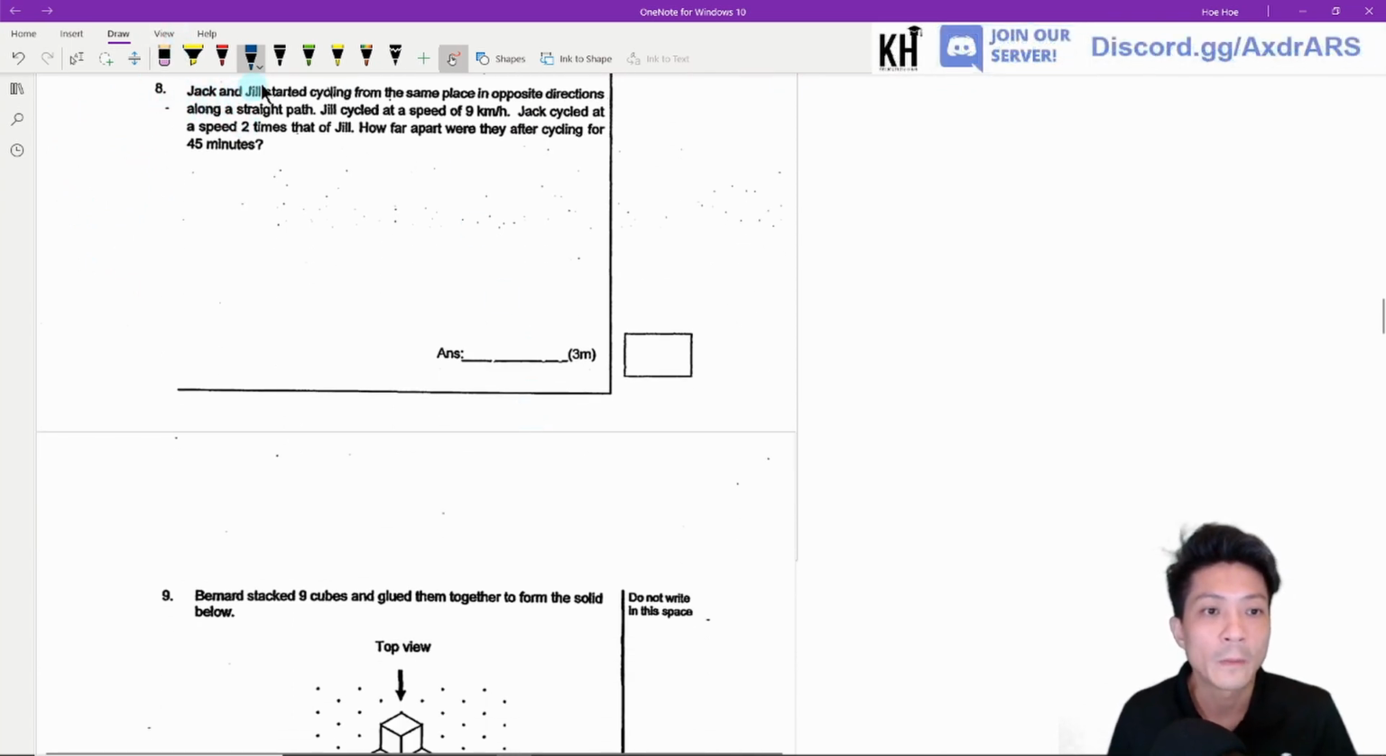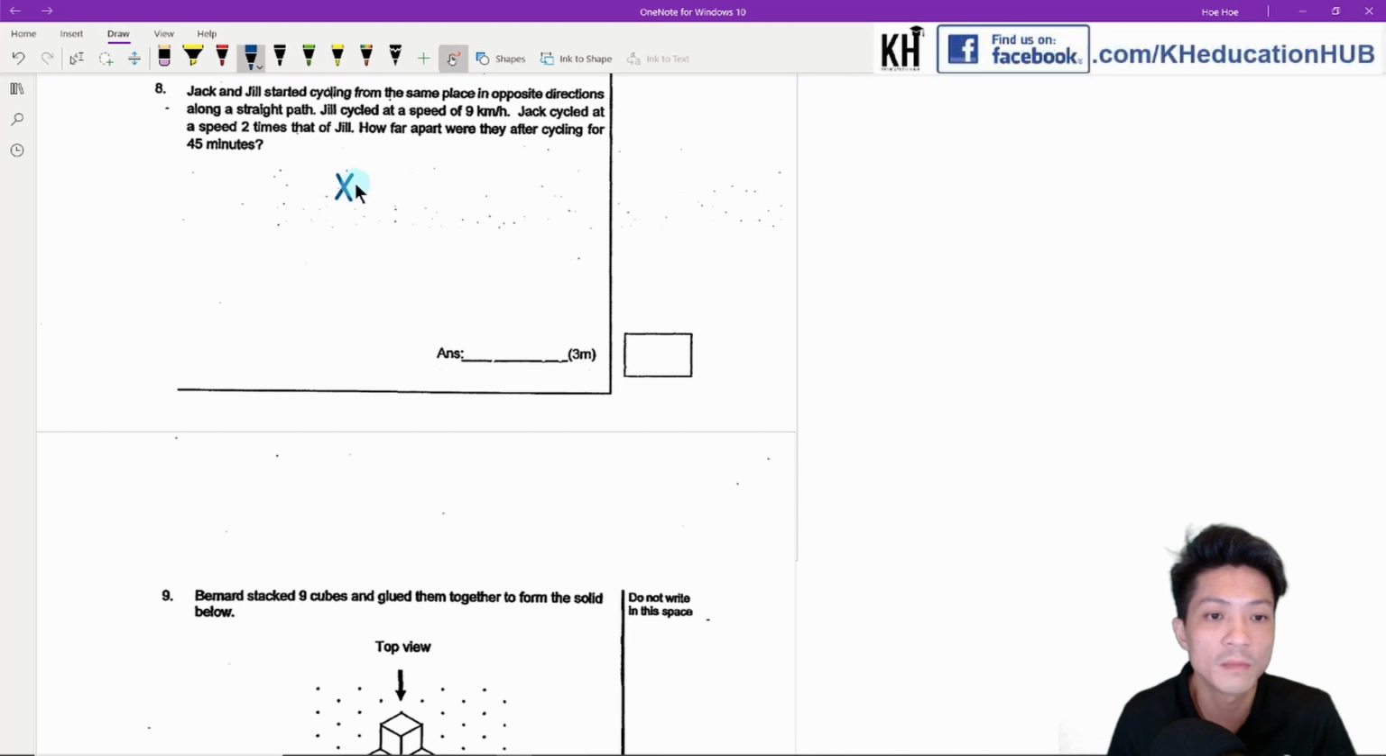Okay, question 8. Jack and Jill started cycling from the same place in opposite directions. So they are cycling from the same place in opposite directions.